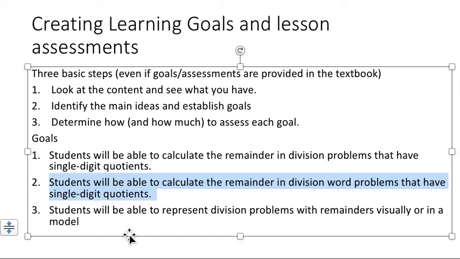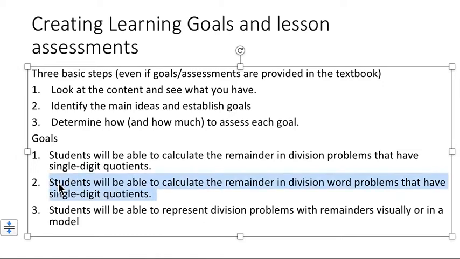And I'm going to go through a few samples that students last semester turned in and talk about common mistakes that people make when you're doing word problems. It seems so easy, but like everything we're going to do, we're going to find out that it's a little more complicated. And then there's the whole idea of students will be able to represent division problems with remainders visually or in a model. And again, how many times do they need to do this?